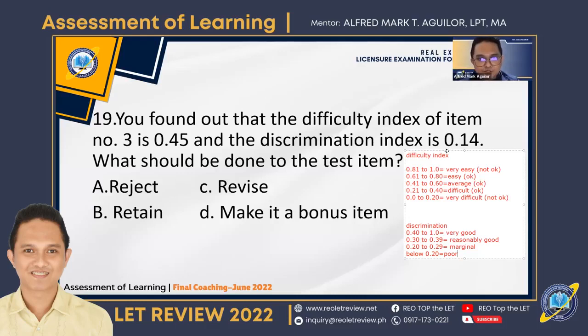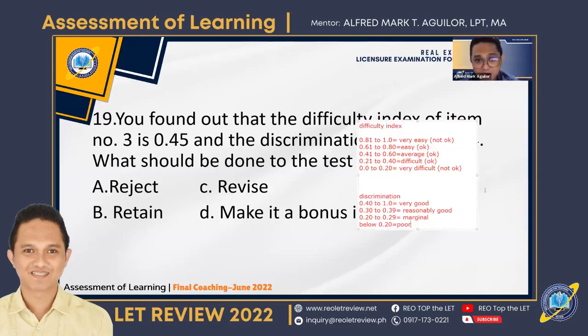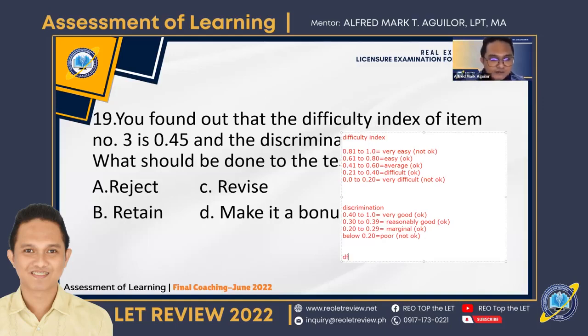Okay? So remember ha, kasi most people are confused on this part of item analysis. In terms of discrimination, kapag very good, that's okay. Reasonably good, that's okay. Marginal, that is okay. Kapag poor item, that is not okay. So how do we do our interpretation? Okay? How do we interpret the test item? Kapag si difficulty index and discrimination, let's compare.